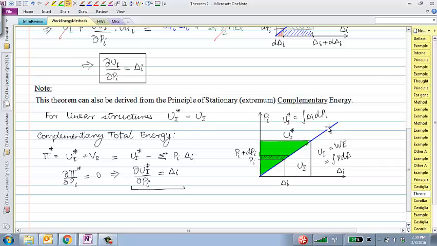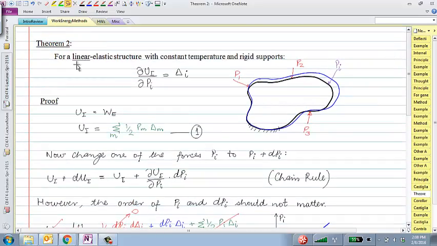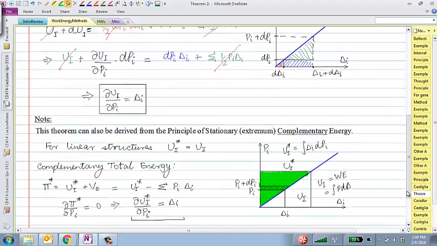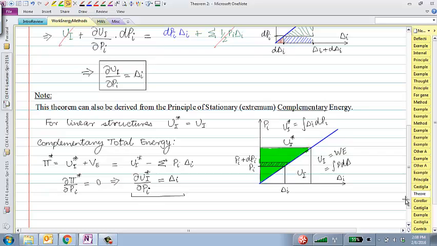The fact that we are talking about linear systems also is clear here. If the system is non-linear, then this complementary energy would not be equal to real energy, right? The fact that this system is linear means the area of this triangle would be equal to the area of this triangle. If the structure is non-linear, then the areas of the triangles won't be equal, and that's why the second theorem clearly says for a linear elastic structure, we cannot tolerate non-linear structures here. So I think that's quite a bit on the concepts.